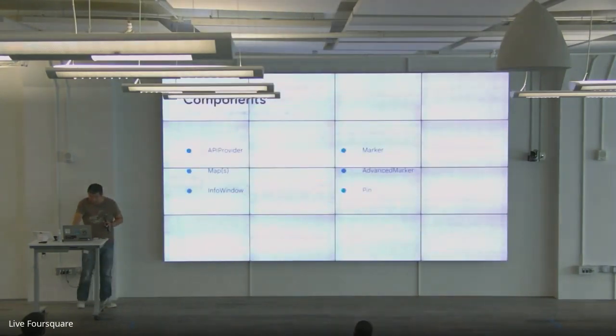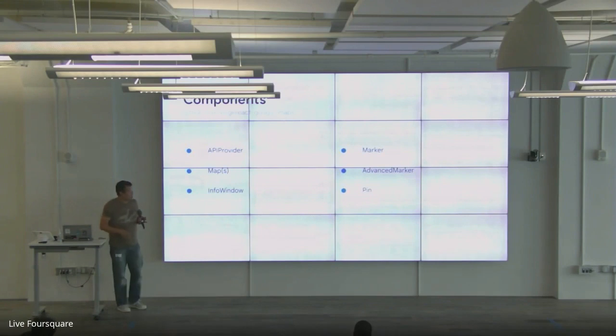As part of this library, we introduce a set of components, like I said, API provider and map, as well as the ability to load multiple maps. This is something that's always been a difficulty, especially for React developers. And then many of the base UI components of the map: marker, info window, and then the new advanced marker element and pin element that went GA this year.